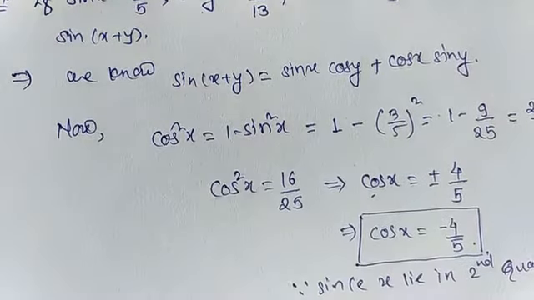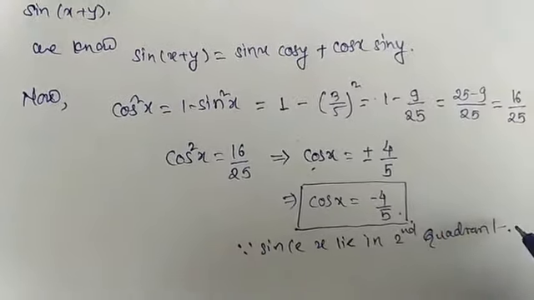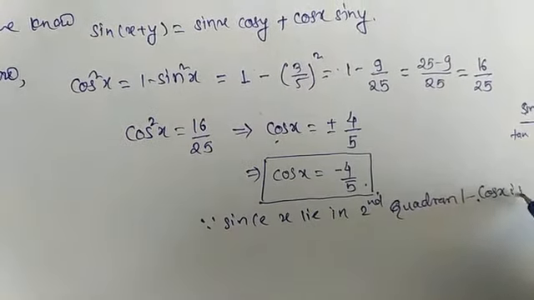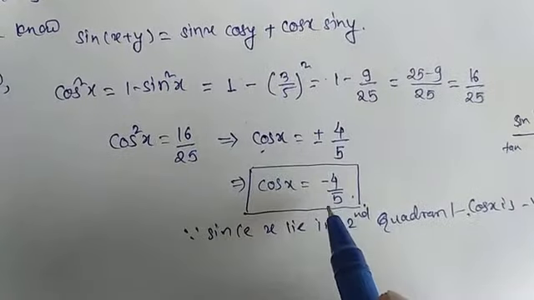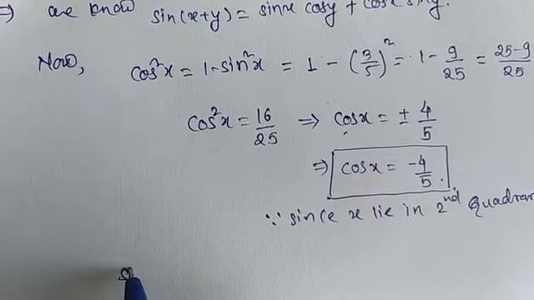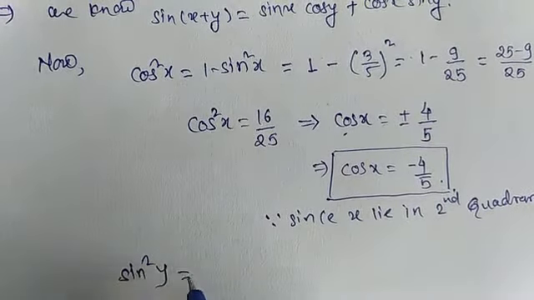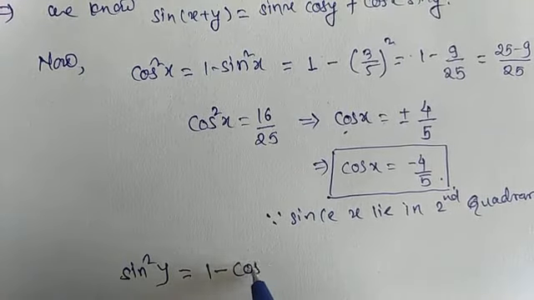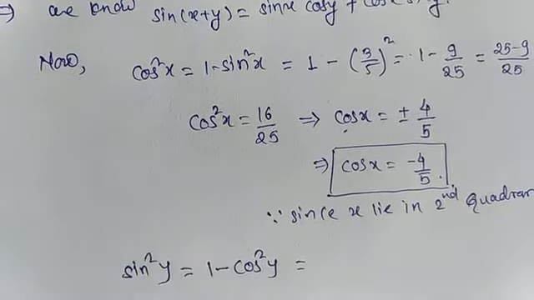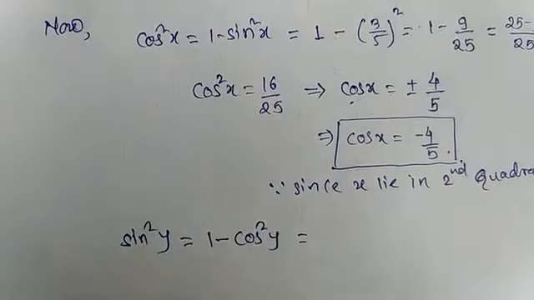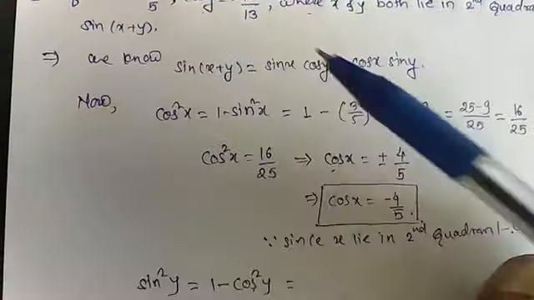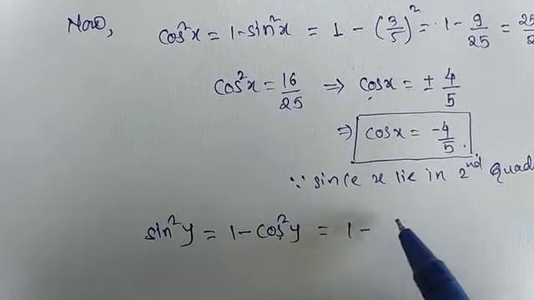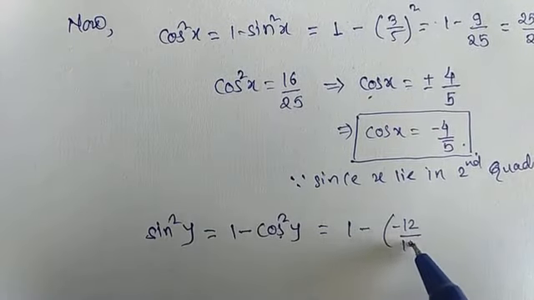Okay, so cos x is negative. Okay, here is the reason for this step. Now also you know that sin square y can be written as 1 minus cos square y. Okay, we have used the formula sin square theta plus cos square theta is equal to 1. Now cos square y, value of cos y is minus 12 upon 13. So 1 minus of 12 upon 13 bracket square.